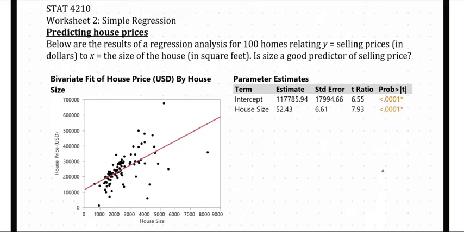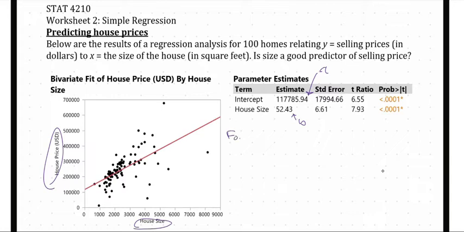We see that we have a regression scatter plot predicting the house price with the house size. So price is on our y-axis, and the house size in square feet is on the x-axis. We also have the parameter estimates. So the intercept here is A for our prediction equation, and our slope here is B for our prediction equation, as well as the results of our inference. We're going to start, though, by looking at the scatter plot.